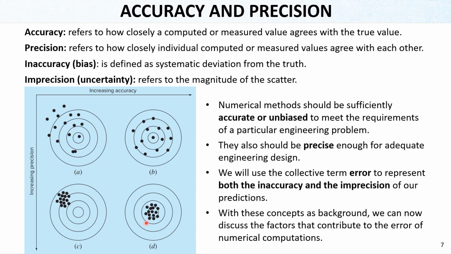Of course, with numerical methods, although we want this, we will not always be able to get this kind of prediction. But still, we want an accurate or unbiased prediction and precise enough for adequate engineering design. So we will use the collective term error for the differences, including inaccuracy and imprecision. These two combined together define the collective term error. With these concepts as background, we can now discuss the factors that contribute to the error of numerical computations.